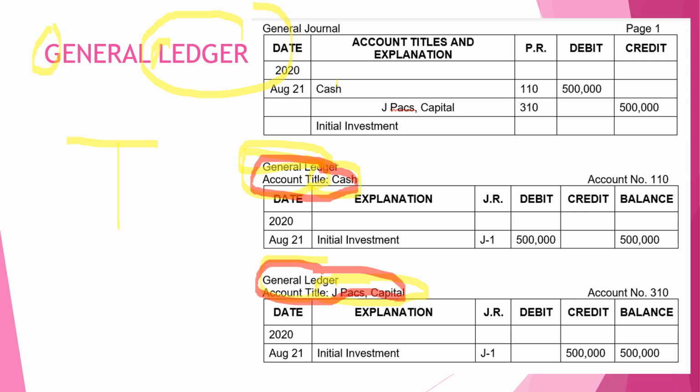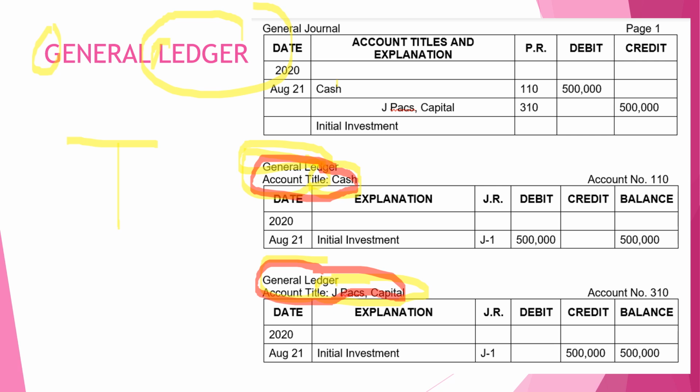So we have here cash. This refers to the account title, cash, JPAX Capital, or you can have accounts receivable. The account number is an assigned number for each account title to facilitate ease in recording and cross-referencing. The date column identifies when the transaction happened. The item represents the source journal and the nature of the transactions.